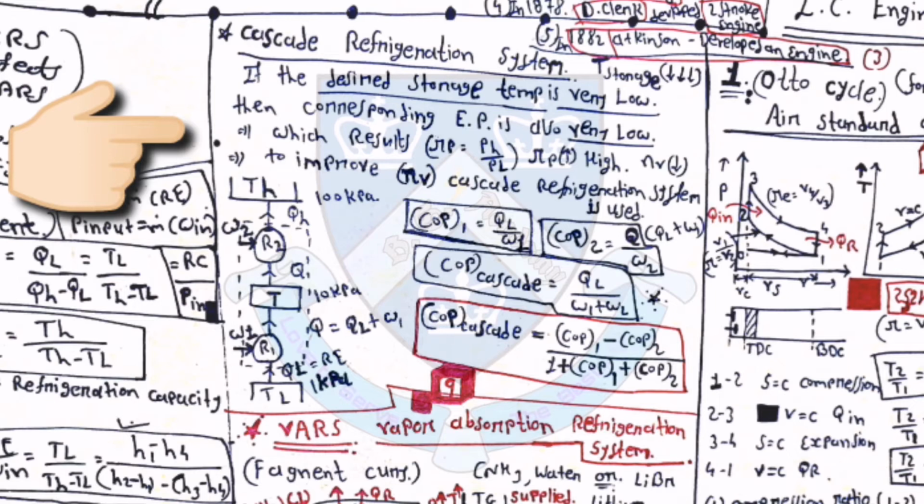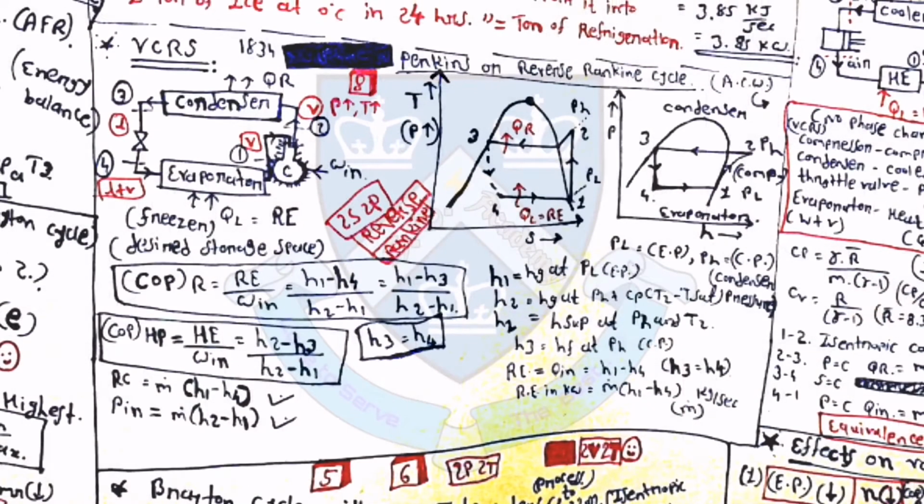For the diagram shown in the figure, if a question is asked, then you can use this equation directly in the examination for the cascade system. Then coming towards the 8th cycle, which is VCRS, the vapor compression refrigeration cycle.